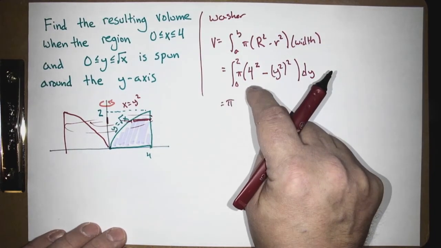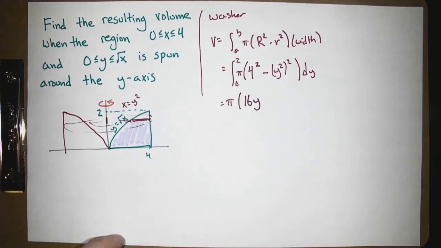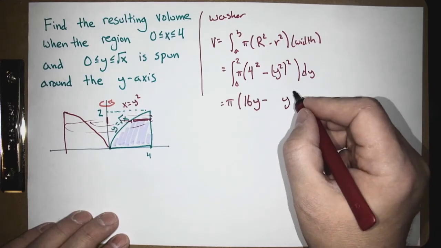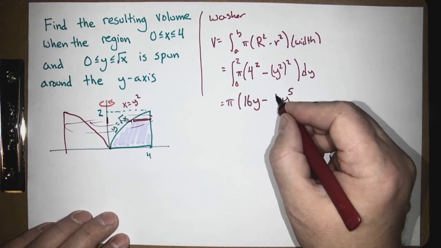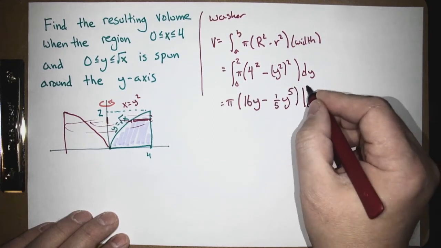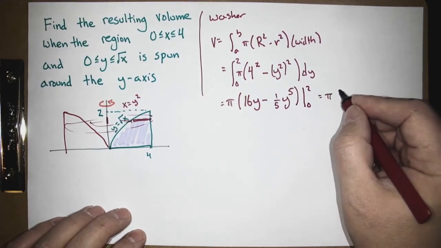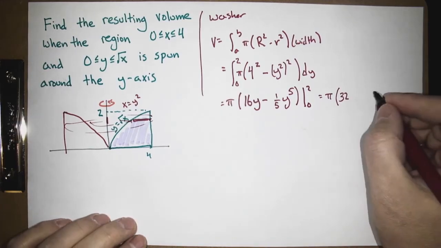Now, 4 squared is 16. Integral of 16? 16y. Remember, we're integrating with respect to y. y squared squared is y to the 4th. Integral of y to the 4th? y to the 5th, and we put 1/5. Evaluate 0 to 2. 16 times 2 is 32. 2 to the 5th? Powers of 2: 2, 4, 8, 16, 32. Who doesn't love their powers of 2?